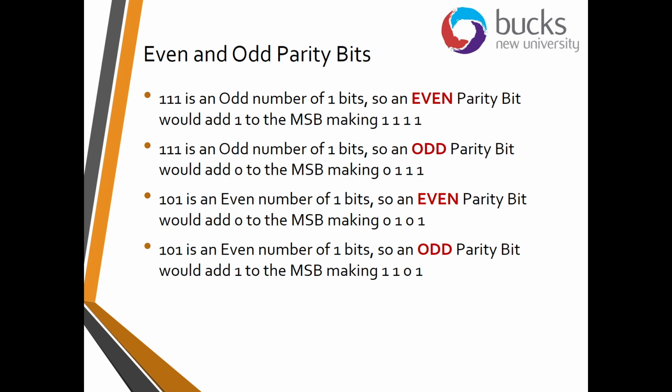If the data we're trying to transmit was 101, then in that case it's already an even number of 1 bits. So for an even parity check, we would make it a 0 for the parity check. For an odd, we'd make it a 1. So it would be different to the first example, reversed the other way. So it depends on the data that you are transmitting.